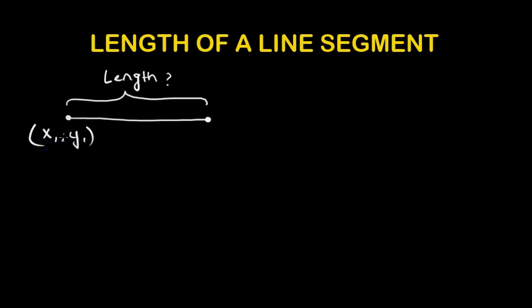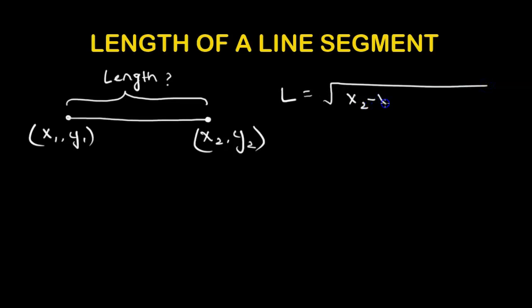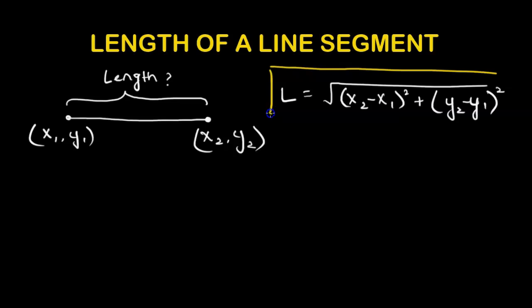So if you're given the first endpoint as (x1, y1) and the second endpoint as (x2, y2), the length of the line segment is the square root of (x2 minus x1) whole squared plus (y2 minus y1) whole squared. This is the formula we would use for finding the length of any line segment or any line for which we are given the two endpoints. And this length formula has lots and lots of applications when it comes to different geometric shapes.